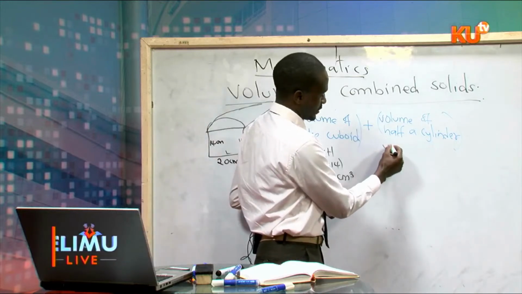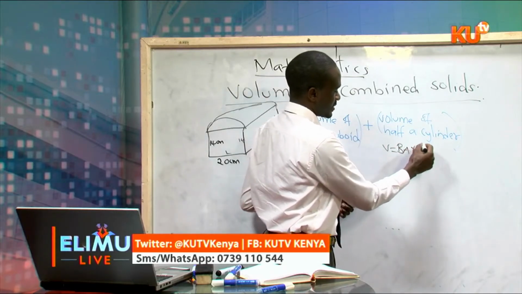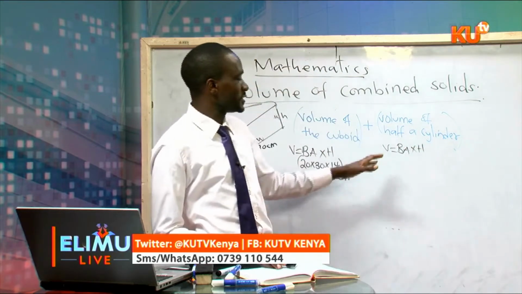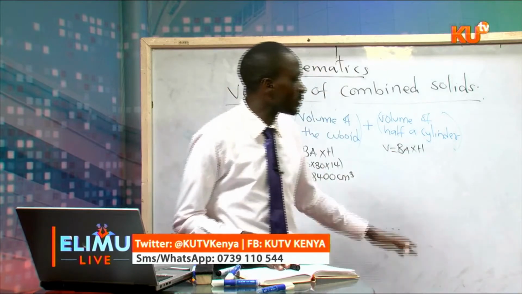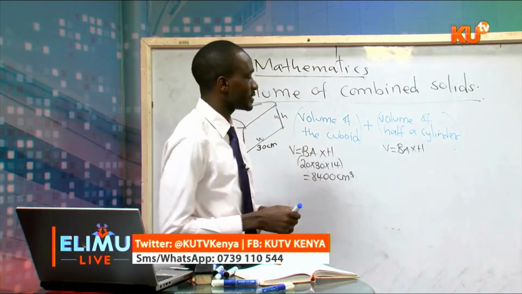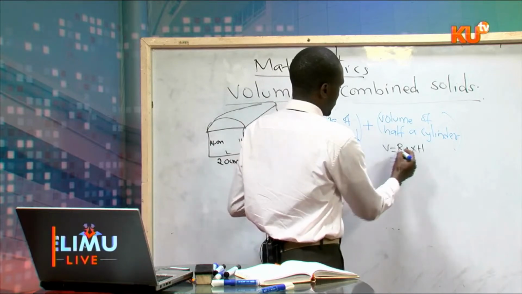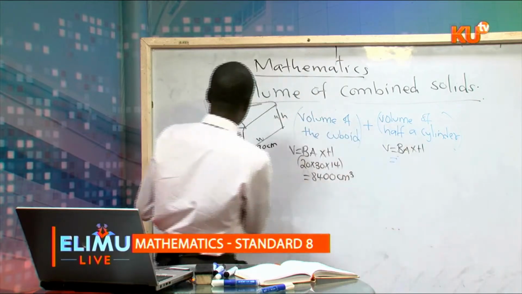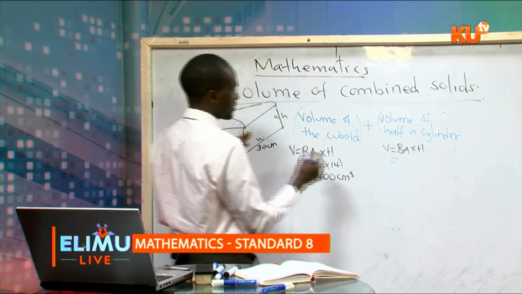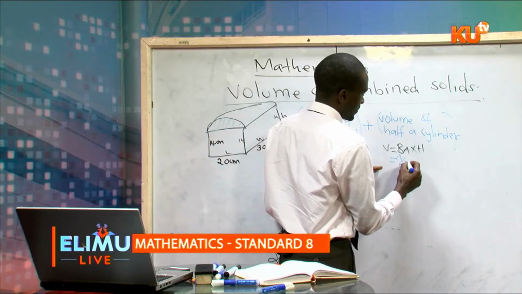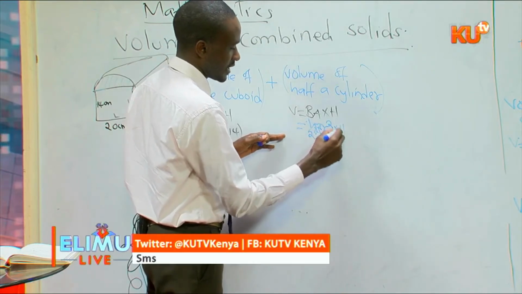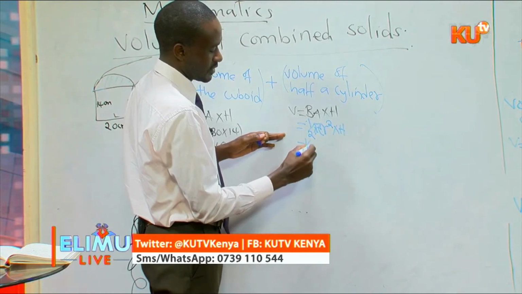Then we find the volume of a half a cylinder. We said volume is base area times height. I know most of you are wondering why I keep on repeating the formula. Formula is very important. The more you write it, it sticks into your mind. Now the volume of half a cylinder here, if you check the base of a half a cylinder, it is half a circle, so half pi r squared, then times height.